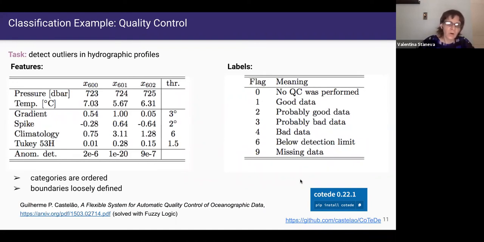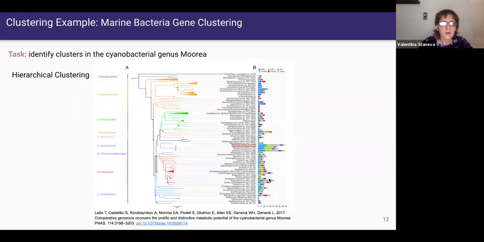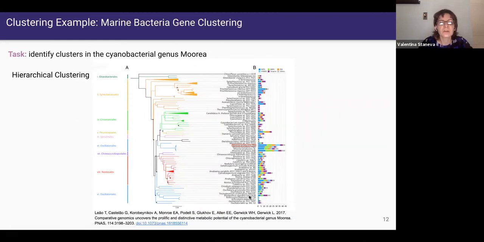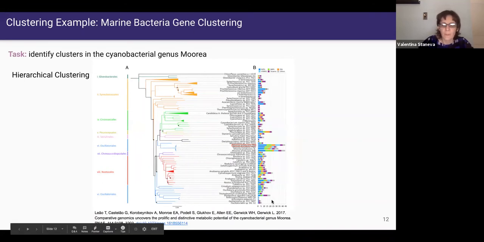Okay, so next, clustering. It is a very common problem in gene analysis. People want to cluster the genes, and they look at the hierarchical structure of the relationships. So not only trying to put them into clusters, but also seeing which clusters are close to each other and which clusters are far away from each other. And this is one example.